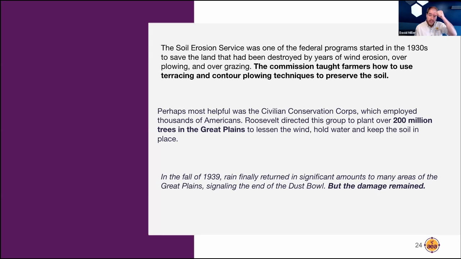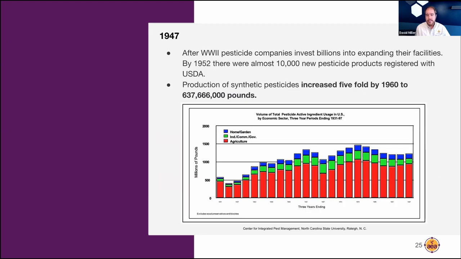Roosevelt directed this group, the Civilian Conservation Corps, to plant over 200 million trees in the Great Plains. And I hope if you're living in the Great Plains, you won't just cut them down now. Fortunately, in the fall of 1939, rain finally returned in significant enough amounts that in many areas of the Great Plains, the Dust Bowl kind of ended, but the damage remained and still remains.